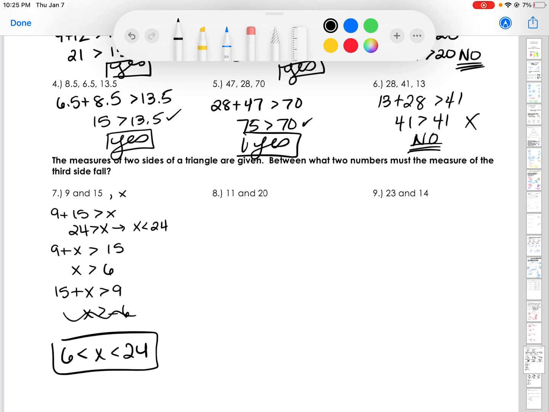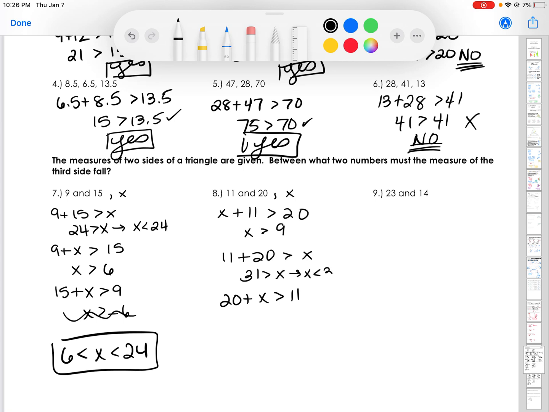All right, next one. So we, again, are going to use x as our third side. x plus 11 needs to be greater than 20. We want to make sure that 11 plus 20 is greater than x, and we want to make sure that 20 plus x is greater than 11. All right, so we'll subtract 11, so we're going to get that x is greater than 9. 11 and 20 is 31, is greater than x, which means that x is less than 31. And then when we subtract here, we get a negative, so we don't have to worry about that. All right, so we want to be between 9 and 31.